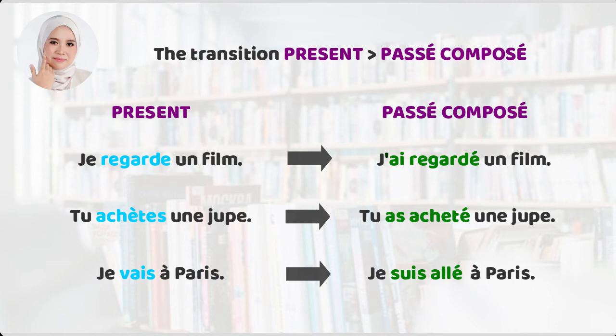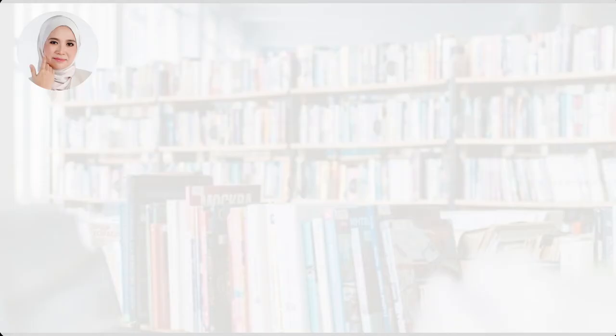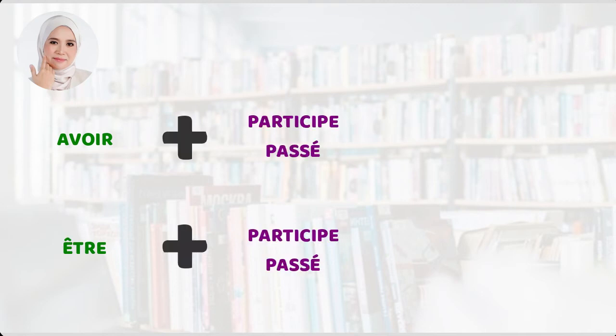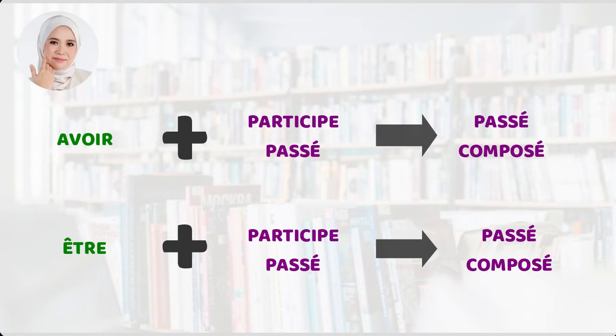If you look closely, the first 2 sentences are using auxiliary avoir, but the third sentence uses the auxiliary être. Later we will look at why most verbs are using auxiliary avoir and why some of the verbs are using auxiliary être. Here you have the components which are important: the auxiliary avoir or être, and the participe passé to form a passé composé.